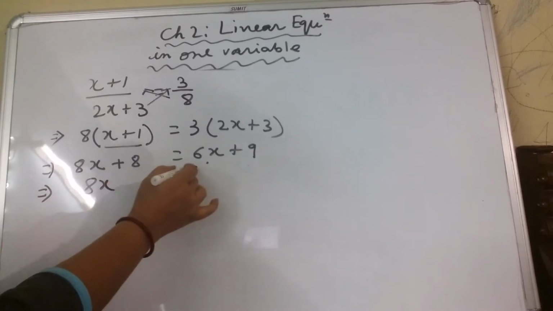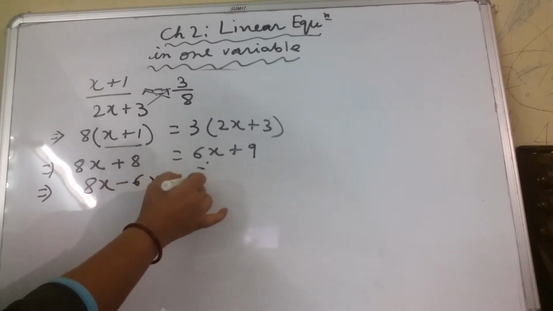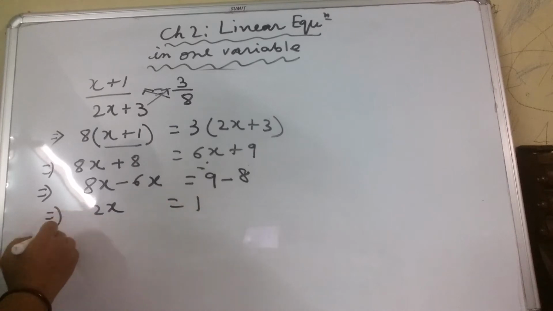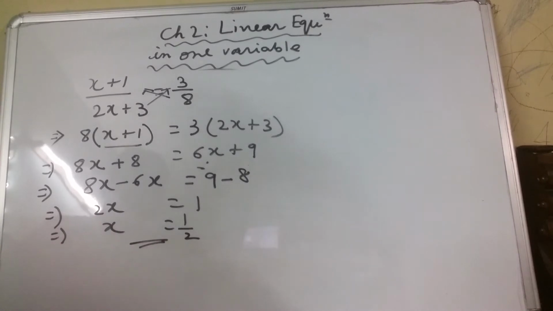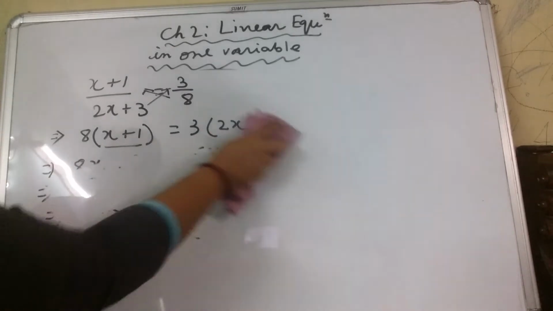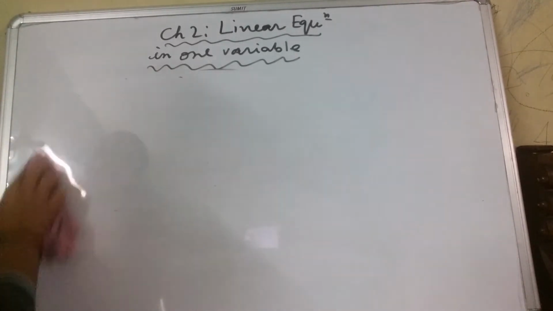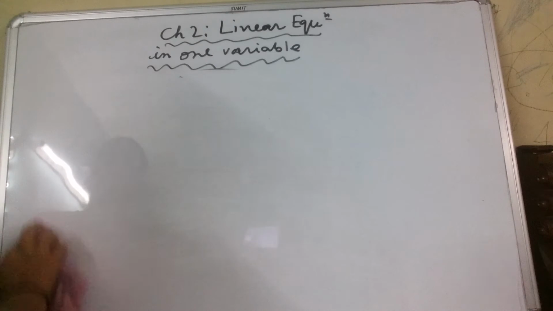So 8x and this plus 6x, when you bring it to the left hand side it will become minus 6x and 9 minus 8. So 8x minus 6x is 2x and this is 1. So x will be 1/2. Okay. Now if that linear equation is not in so easy form, okay, so first reduce equation to its simpler form, then you solve.